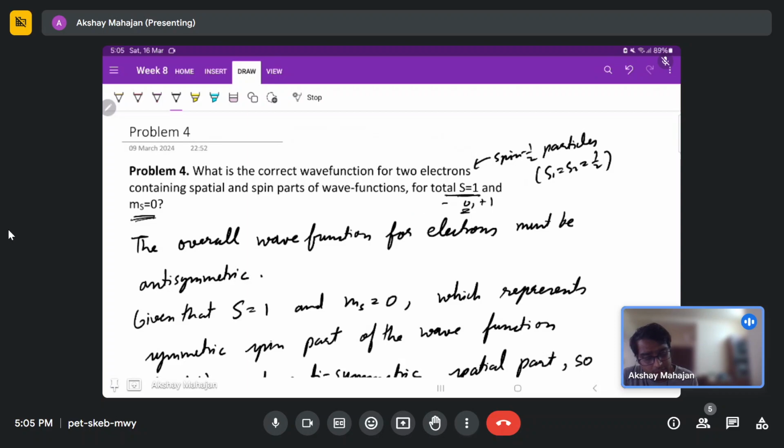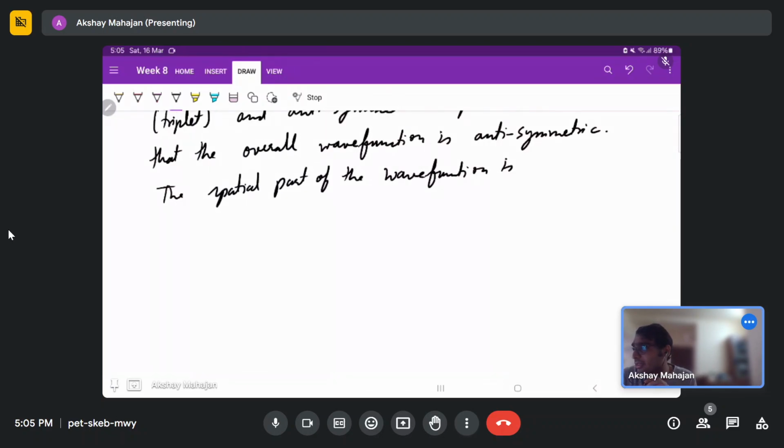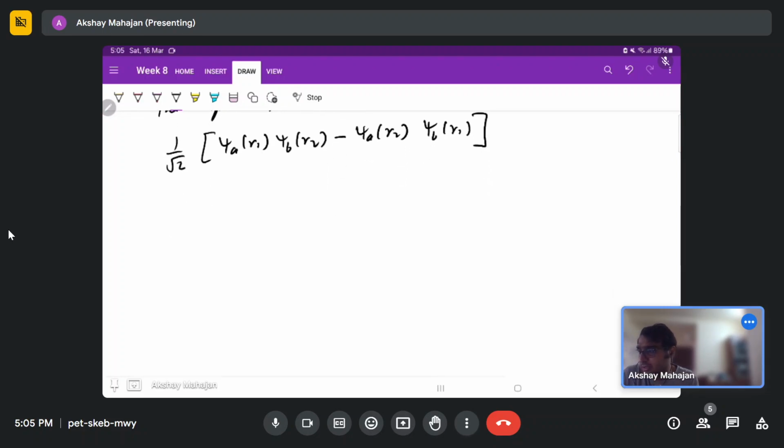So you know what the spin part is. Now the spatial part of the wave function will be 1 by root 2 times psi a of r1 psi b of r2 minus psi a of r2 psi b of r1. You can check that if you just interchange r1 and r2, there will be a minus sign. So this is antisymmetric.